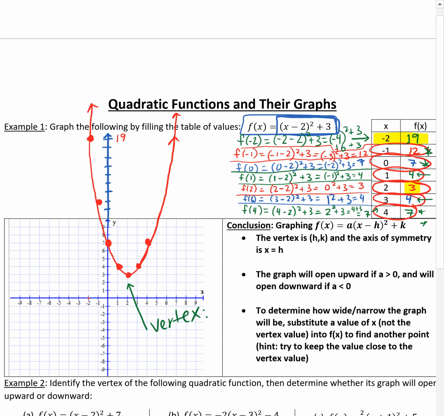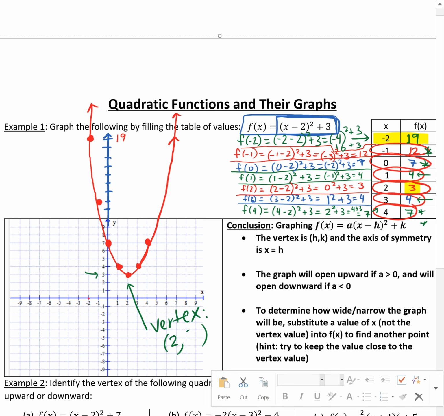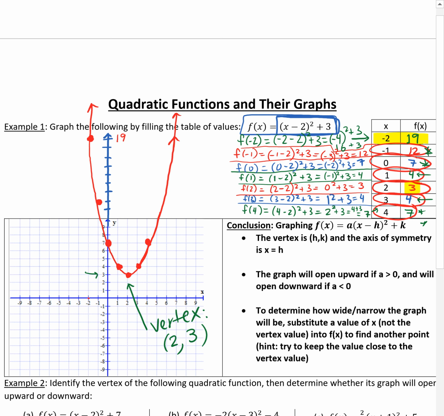If you look at it, it's above 2 on the x-axis, so it has x value 2, and it's across from 3 on the y-axis, so it has y value 3. And notice that the original function we started with was x minus 2 squared plus 3. So I think that gives us a clue as to what the vertex will be. We're going to make a generalization about that. The number here and the number here will tell you the vertex.